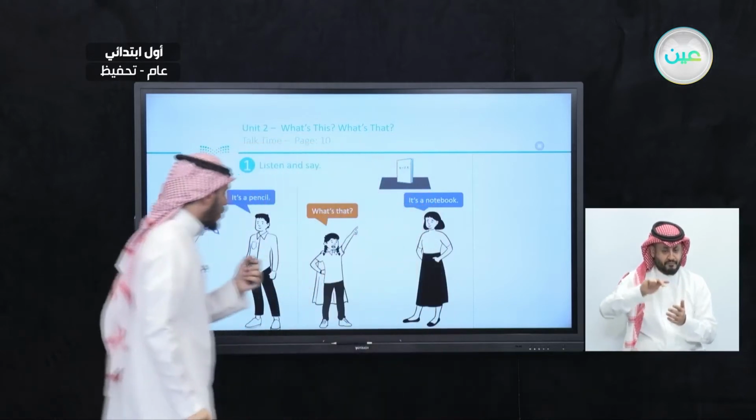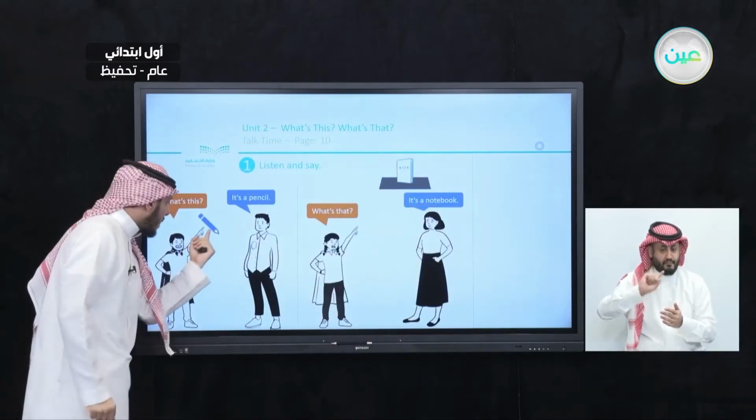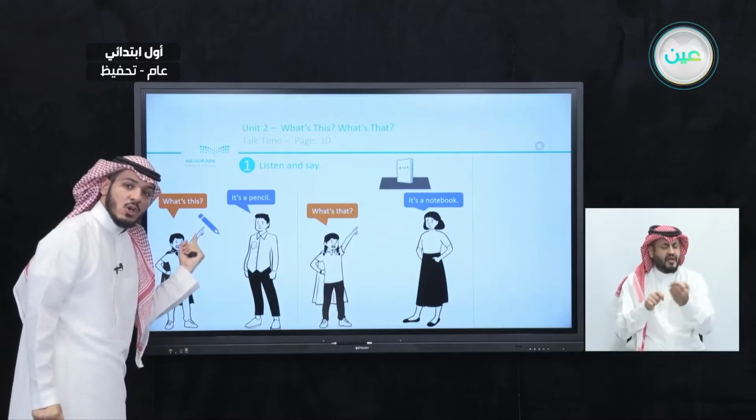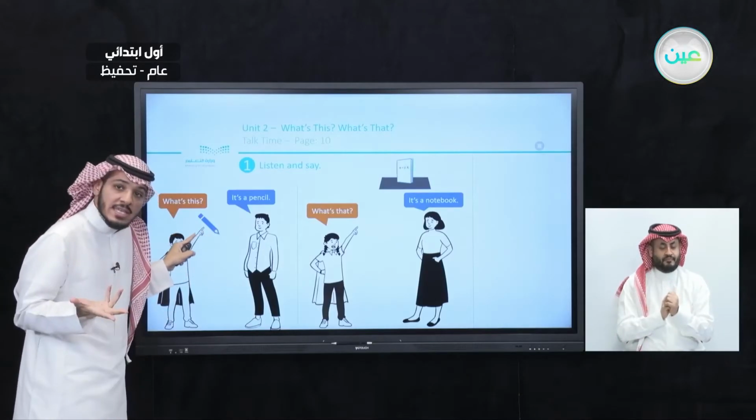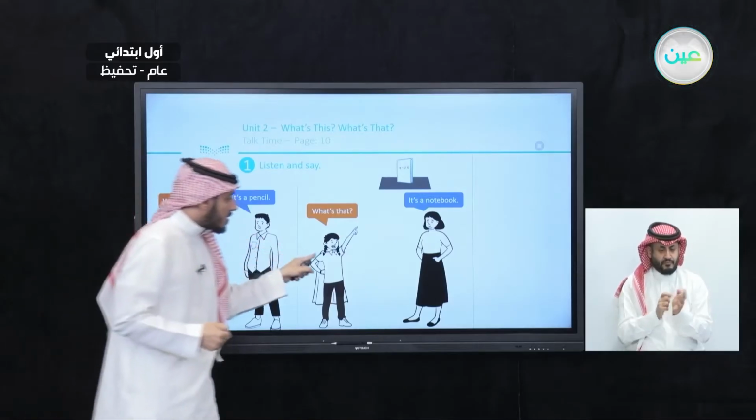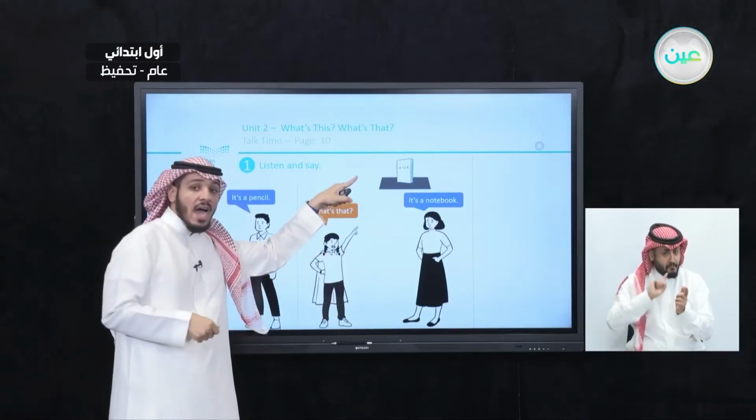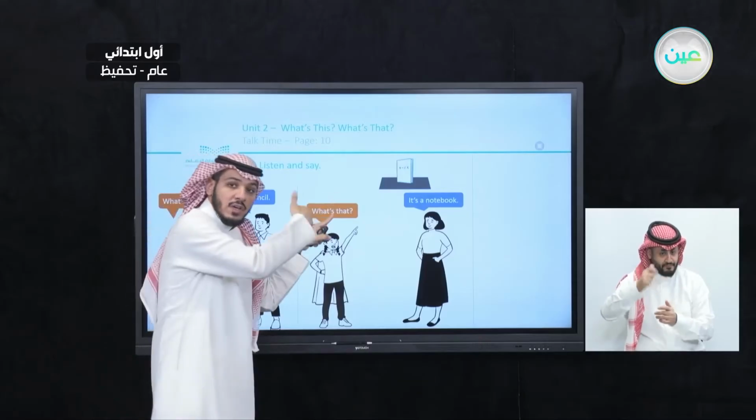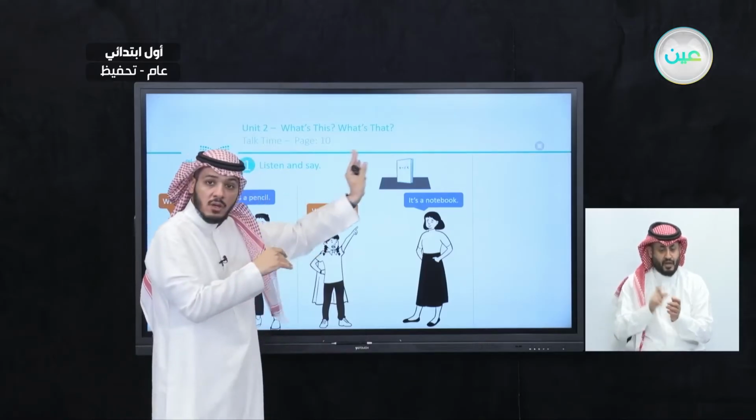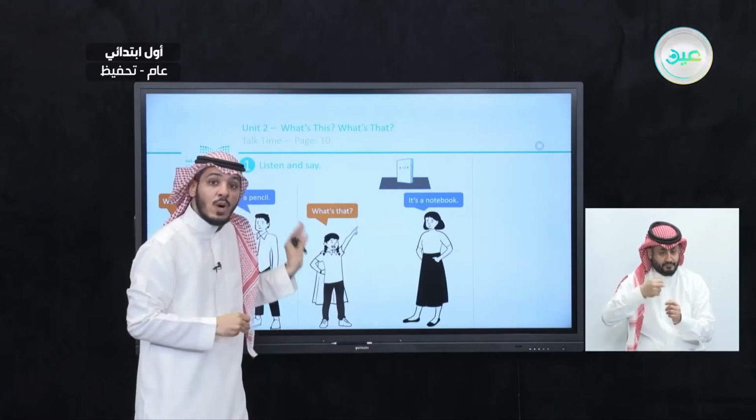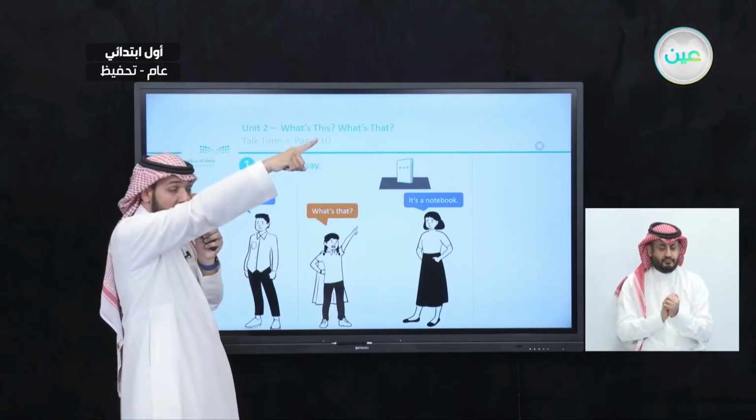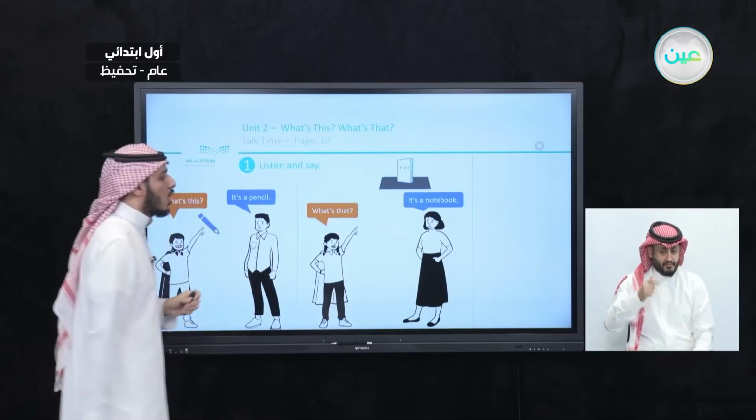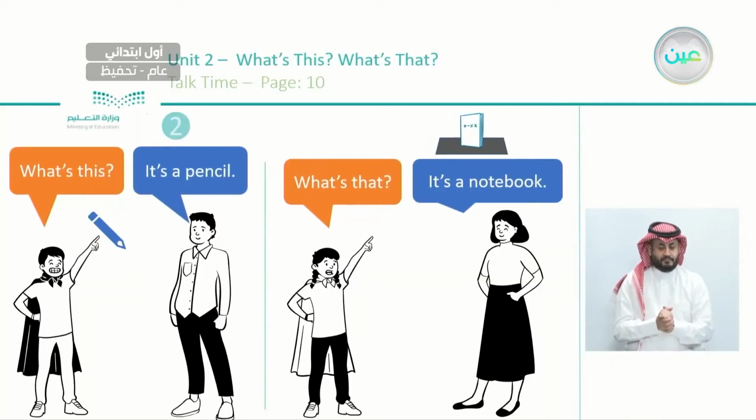Excellent. Okay, so here the pencil is near to the boy. So he says what? What's this? It's a pencil. But the girl says here, what's that? It's not near her, so it's far from the girl. So she says, what's that? Okay, so we have this and that.